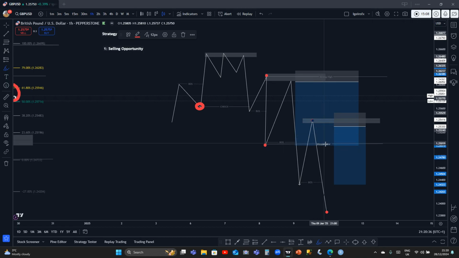Price needs to retrace again. Once he retraces, you enter. He pushes to the downside again. So this is practically how to trade a bearish trend.